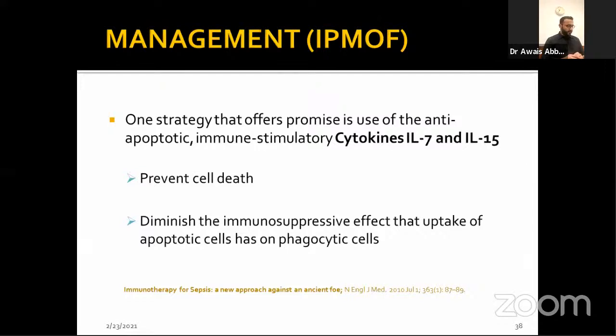One strategy that offers promise is the use of anti-apoptotic immune stimulatory cytokines. As I discussed, interleukin 7 and interleukin 15. What do they do? They prevent cell death. They diminish the immunosuppressive effect that the uptake of apoptotic cells has on the phagocytic cells. So this is the first modality.